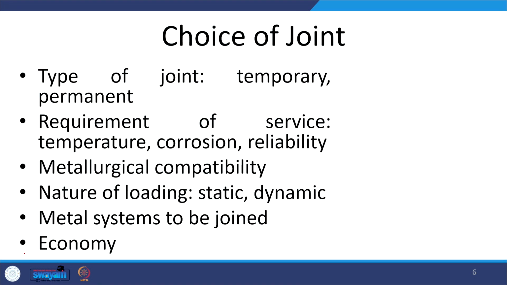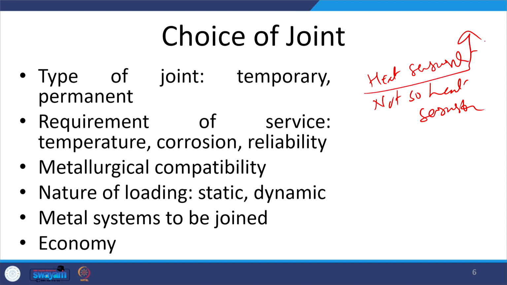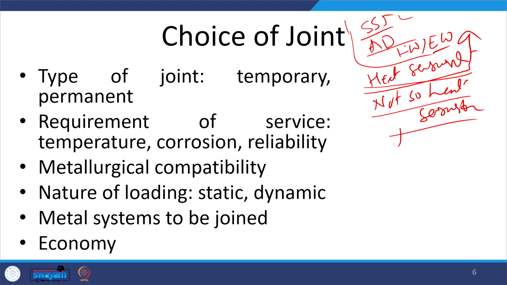Then the metal systems to be joined. There are many metal systems which are heat sensitive or not so heat sensitive. So, if it is heat sensitive, then we prefer to use an approach in which heat is not applied much. Okay. So, it can be solid state joining, or it can be adhesive joining if it works, and if it is not working, then we will go for laser welding or electron beam welding. So, depending upon the heat sensitivity, if heat sensitivity is high, then we prefer to go for those processes where the possibility of heat application is very limited. Okay. But if the heat sensitivity is not so high, then we can simply go for a fusion welding process or any welding process where the joint can be made without much difficulty.